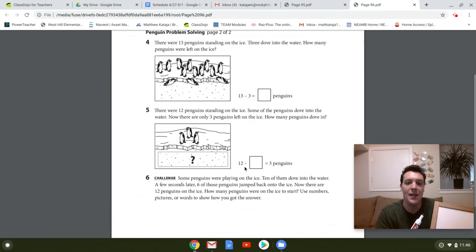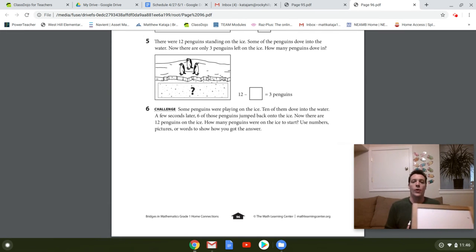Now, the problem that I anticipate we will struggle with is number 6 here. So let's just read it, and I'm going to show you how I would solve it with my big clunky whiteboard. So some penguins were playing on the ice. 10 of them dove into the water. A few seconds later, 6 of those penguins jumped back onto the ice. Now there are 12 penguins on the ice. How many penguins were on the ice to start? Use numbers, pictures, or words to show how you got your answer.